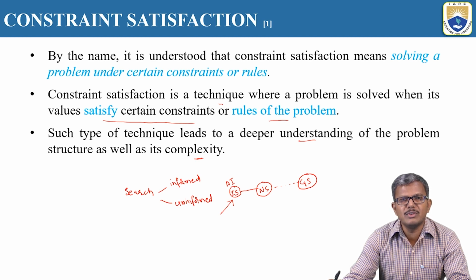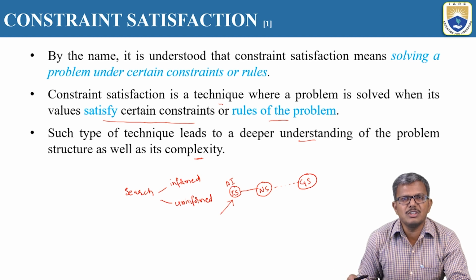In simple words, constraint satisfaction is one of the techniques which helps the programmer understand the problem statement more clearly and deeply, and also understand what complexity exists in that problem statement. Because if we clearly understand the problem statement, then it will be very easy to apply an appropriate rule or technique, and we can solve it.